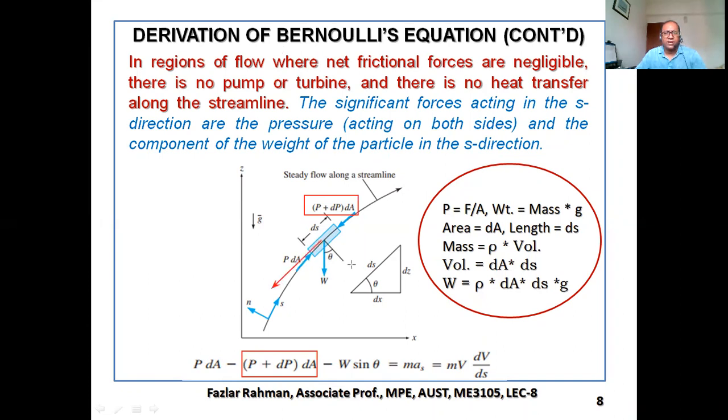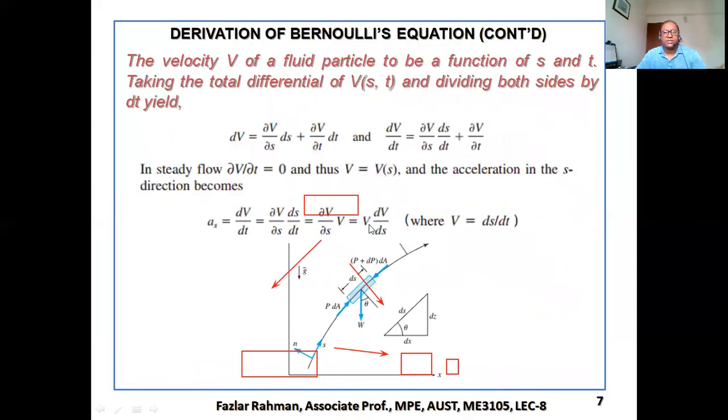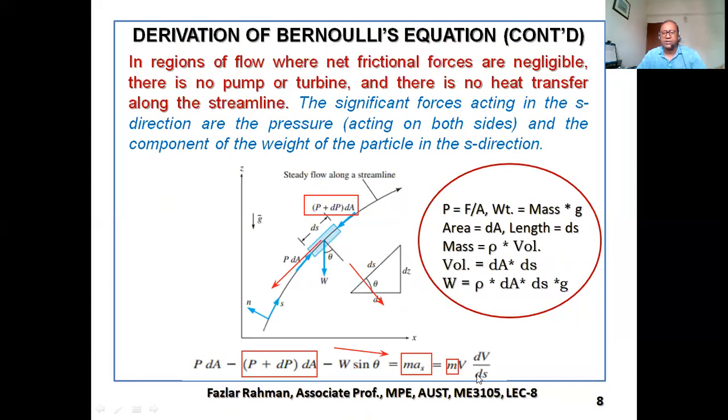And W sin θ is working in the direction opposite to the motion. This is W sin θ, this is W cos θ. So minus W sin θ, we are getting right over here, equal to m a. So this is m. What is a_s? We just derived it in the previous slide, right? This is our a_s. a_s equals v into dv/ds. That we put over here. Okay.